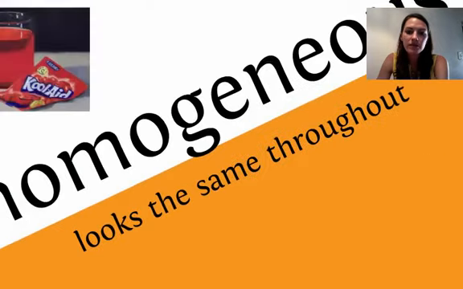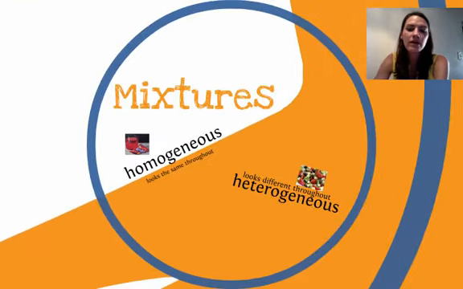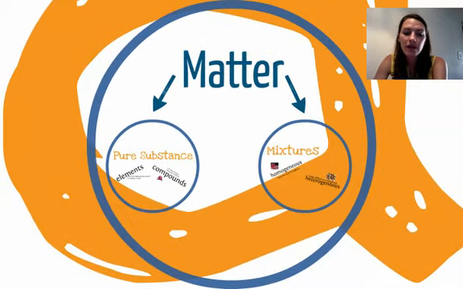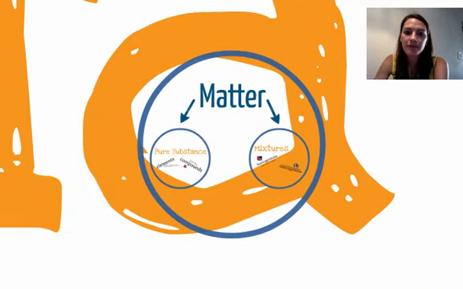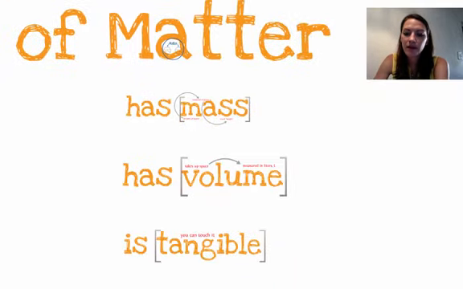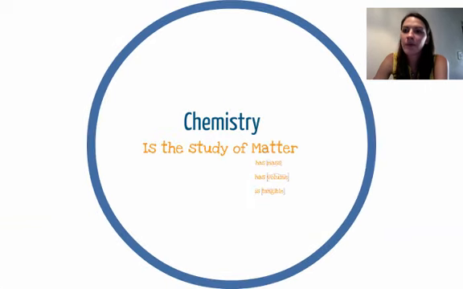All right, so I want to take us all the way out, and we're going to look at our mixtures. Again, our review are homogeneous and heterogeneous. We've got our pure substances, which are elements and compounds, and both pure substances and mixtures make up matter. All right, let's bring us all the way out, and that's it for now.